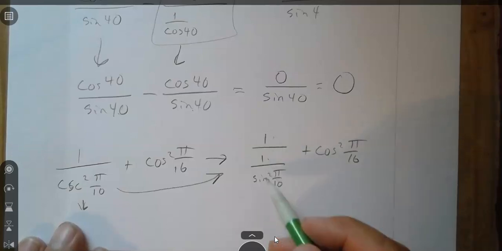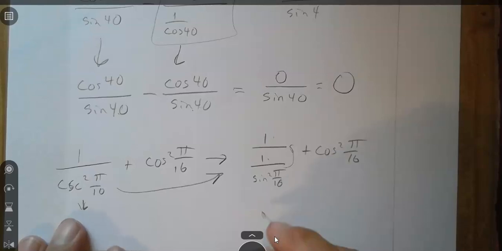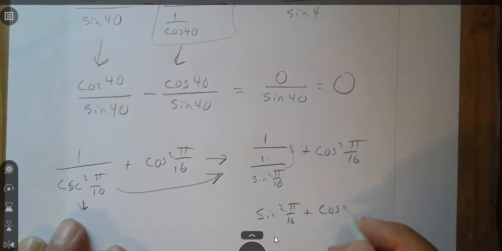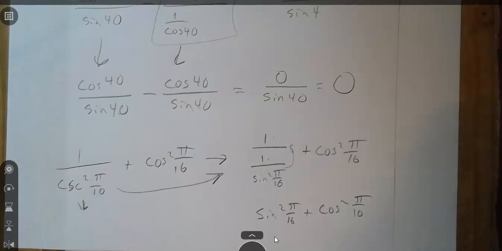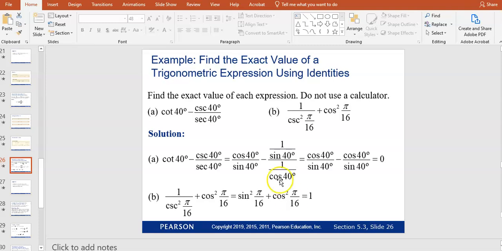Well, 1 over is, I'm just going to bring this up and multiply, so that's going to really turn into sine squared pi over 16 plus cosine squared of pi over 16. And what is that? We know sine squared of any angle plus cosine squared of any angle equals 1. So that one just equals 1.